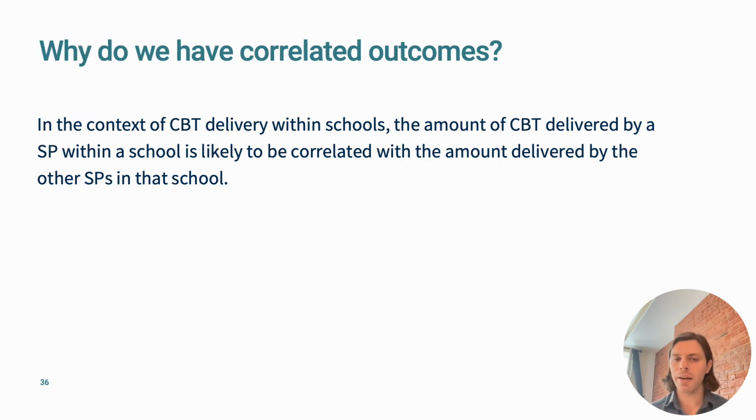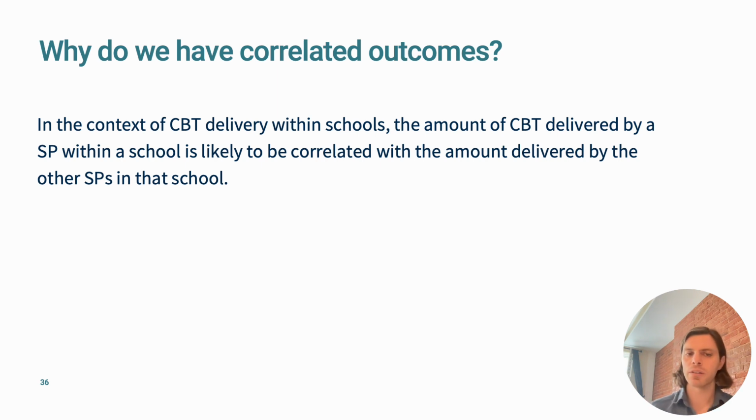So why would we have that? Well, in the context of CBT delivery in schools, it's probably likely that the amount of CBT delivered by school professional A in a school is going to be correlated with the amount delivered by school professional B in that same school. Of course, only correlated within schools, not across schools. We don't think, if I'm providing CBT in school 1, that amount is going to be correlated with the amount that Mason is providing in school 10, for example. But within a school, they probably will be correlated.